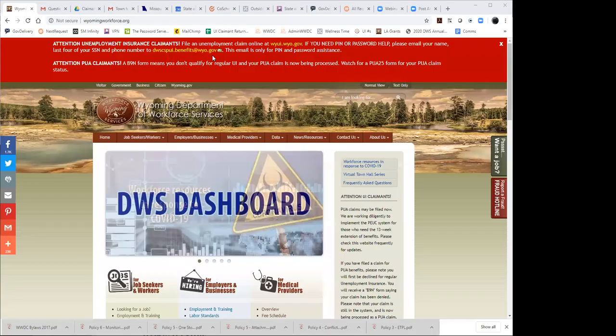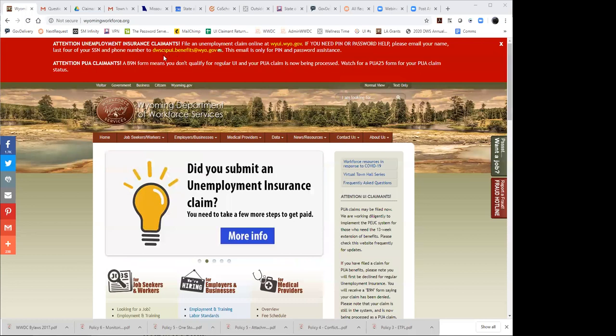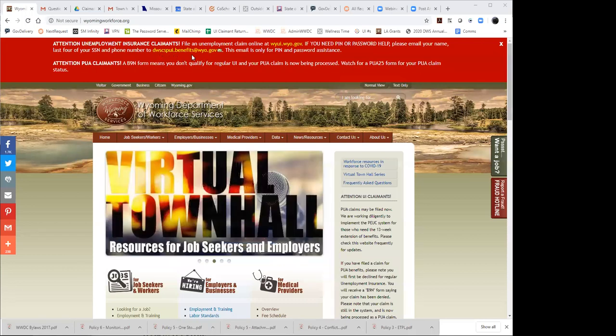As far as changing a password, anyone can email us. We have a direct email just for password resets, for PINs and passwords. They can also call us. Unfortunately, there is a wait time on the phones. I would highly recommend going online to request a PIN or a password reset. And there is a separate website for that, out there on wyomingworkforce.org.